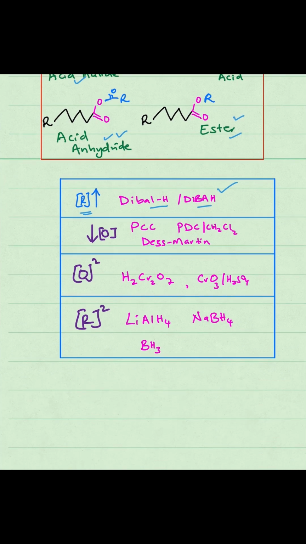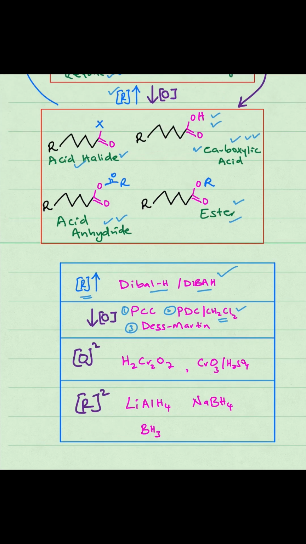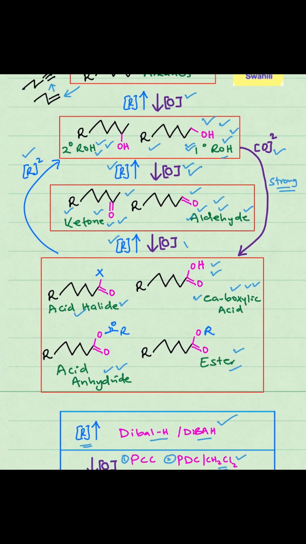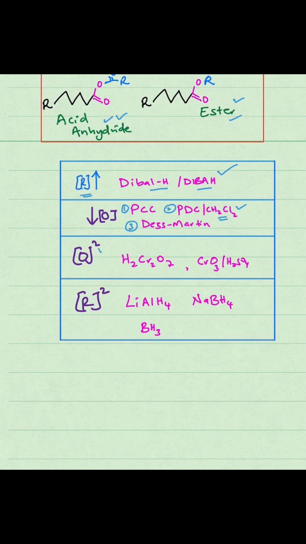Next, one-step oxidation, we use PCC, that's pyridinium chlorochromate, or number 2, PDC, pyridinium dichromate, with CH2Cl2 solvent. So it's very important that you use it with CH2Cl2 solvent. Or number 3, Des-Martin reagent or Des-Martin periodinane. So that will carry out a one-step oxidation, like we saw here, one step.